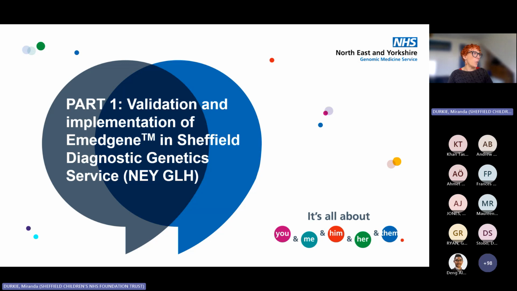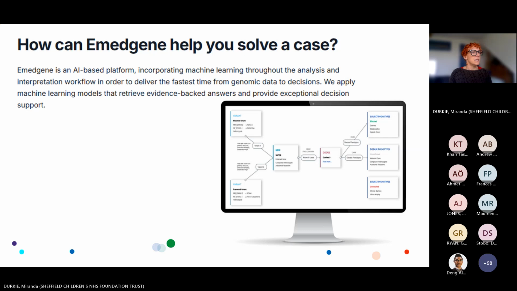So I'm going to start with part 1, which is all to do with the validation and implementation of one DSS in Sheffield. So the DSS that we have validated is called Emedgene. It's an AI-based platform that incorporates machine learning throughout the analysis and interpretation workflow to deliver the fastest time from genomic data to decisions. And one of its features is it says it's got this explainable AI.